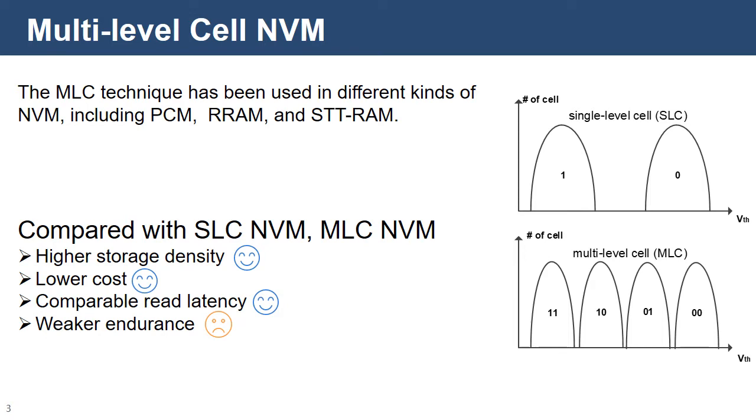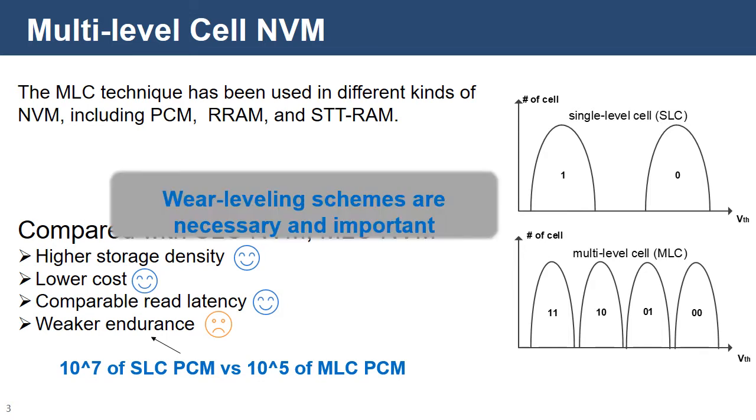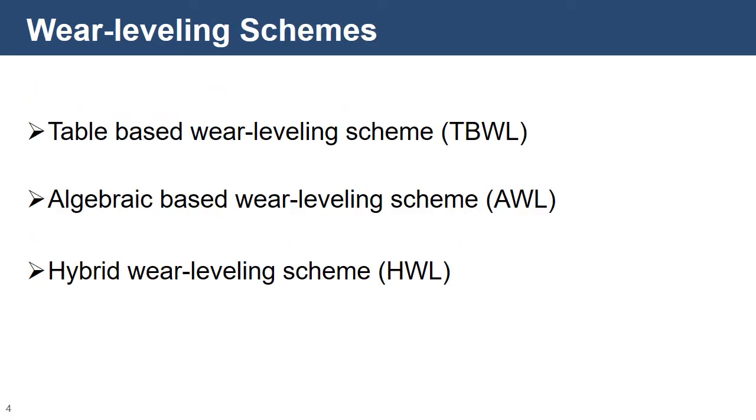However, the endurance of MLC NVM is much weaker. For example, the endurance of SLC PCM is 10 to the 7th, and the endurance of MLC PCM is 10 to the 5th. Thus, it is important to improve the lifetime of MLC NVM, and wear-leveling schemes are necessary and important. According to the mapping relationship between the logical and the physical addresses, existing wear-leveling schemes can be classified into 3 categories: table-based wear-leveling, algebraic-based wear-leveling, and hybrid wear-leveling schemes.